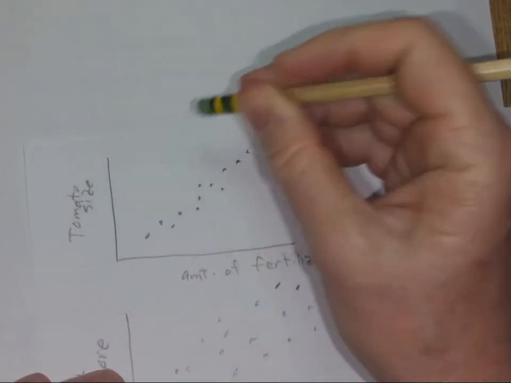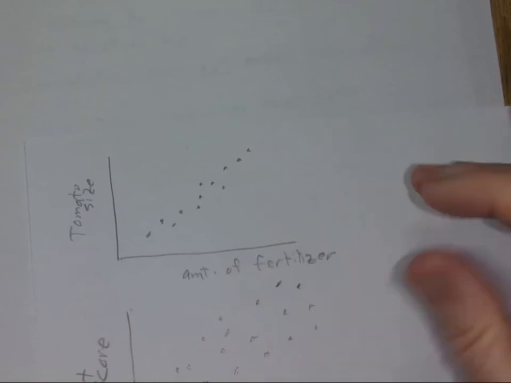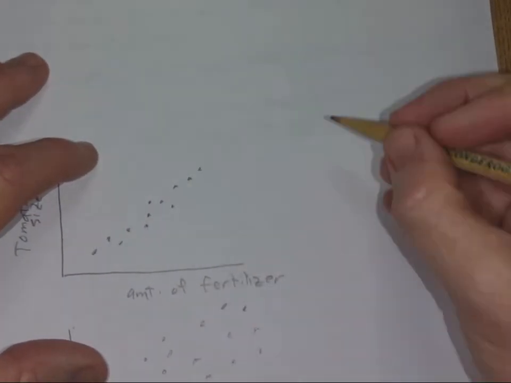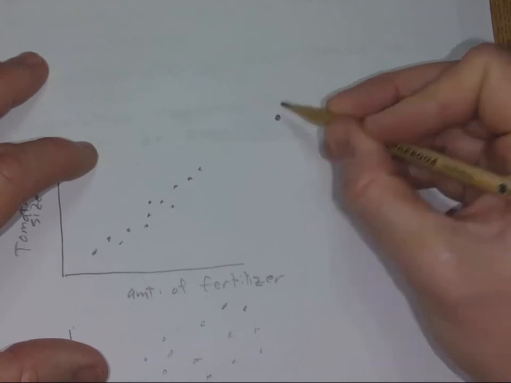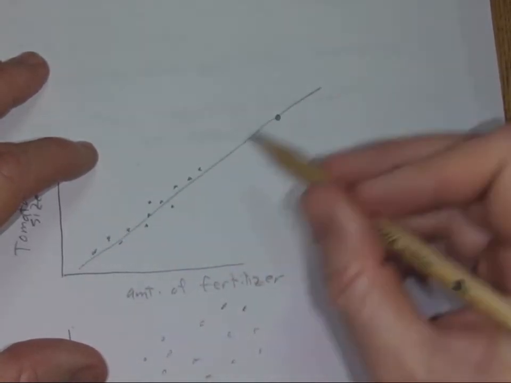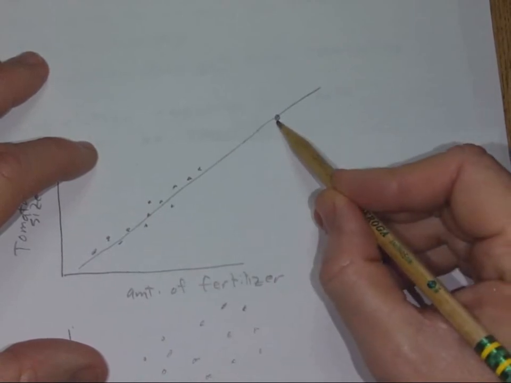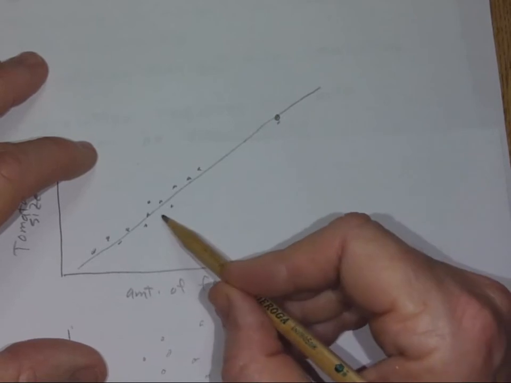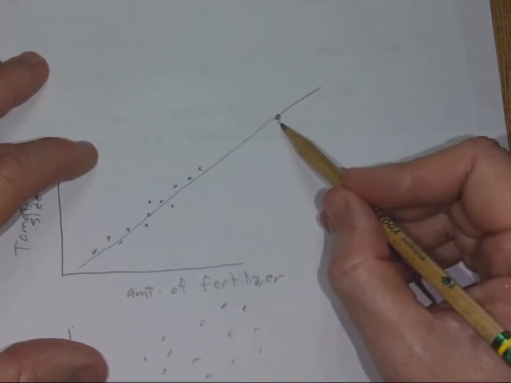But another thing is an influential point. An influential point is one that differs a lot in the X direction. So let's say we added a point up here. And so our little model line that we're going to come up with later in the chapter is really close to that. That's going to make your R go through the roof. It was 0.95, now it's going to be 0.999 or something.